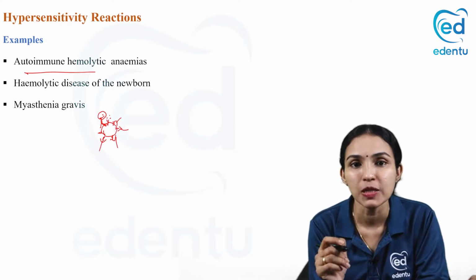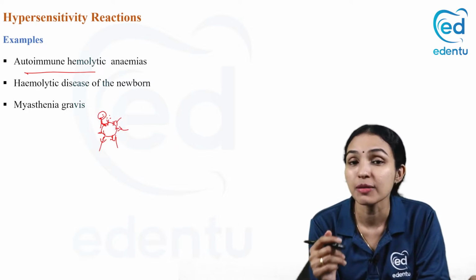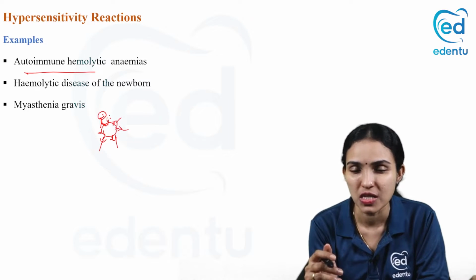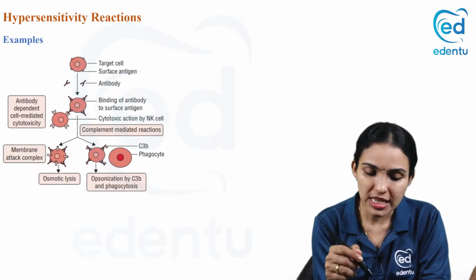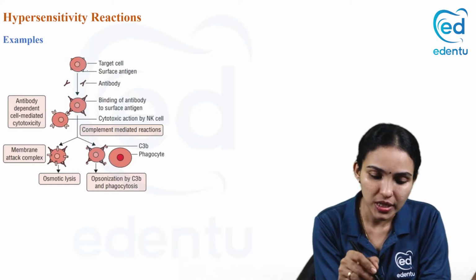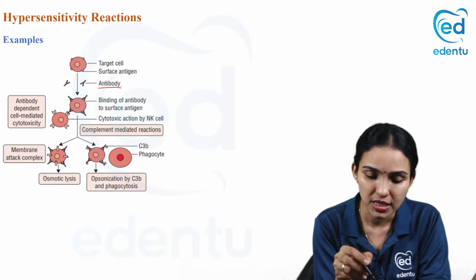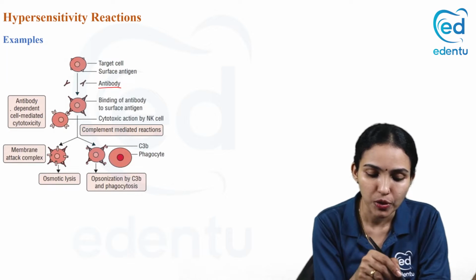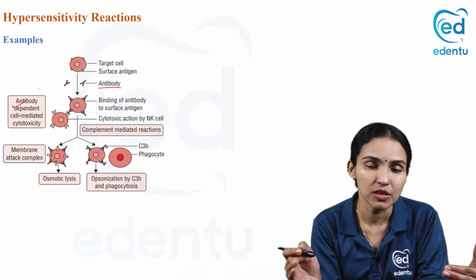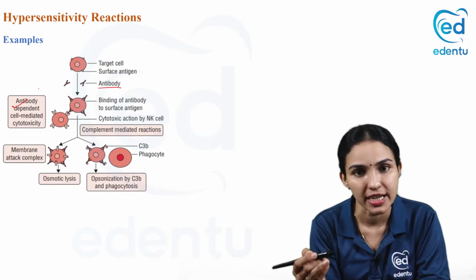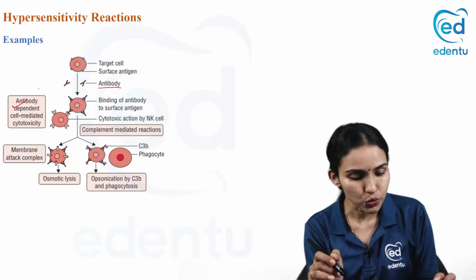So the best examples are autoimmune hemolytic anemia and hemolytic disease of the newborn, which is because of the Rh incompatibility that takes place. The same thing has been depicted in this figure. You can see this is the RBC. The antibodies bind to the RBCs, which in turn will lead to antibody-dependent cell-mediated cytotoxicity, which can be due to the natural killer cells or the complement. However, the final consequence is the RBC will get lysed. So this is what happens in type 2 hypersensitivity.